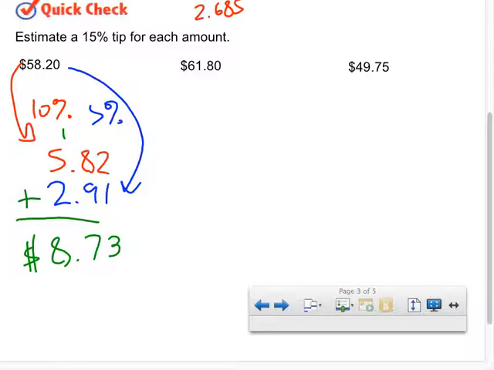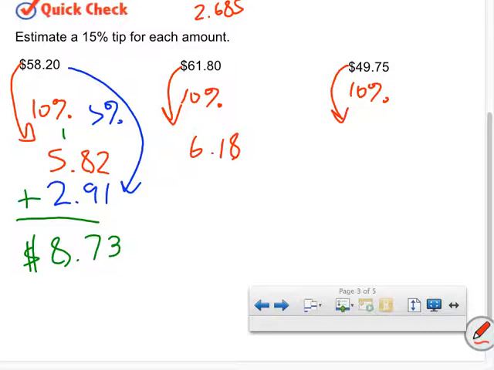So has everybody at least found the 10%? Okay, let's find our 10% of everything. So that's the easy one. What's 10% of $61.80? It's going to be $6.18. What's 10% of $49.75? $4.98. So we do round up a little bit here.